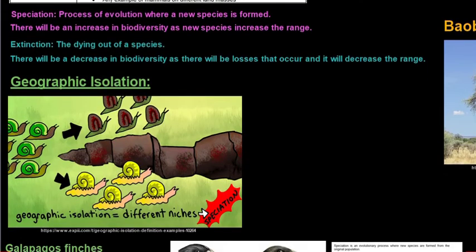So speciation, what is speciation? This is a definition. It's the process of evolution where a new species is formed. And what is the effect of this on biodiversity? It increases it because there are now new species that increase the range. Then extinction, it is the dying out of a species. What will it do to biodiversity? It decreases it because there are now losses that occur, and it will decrease the range.